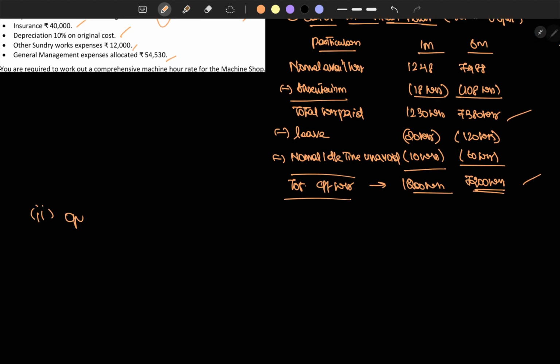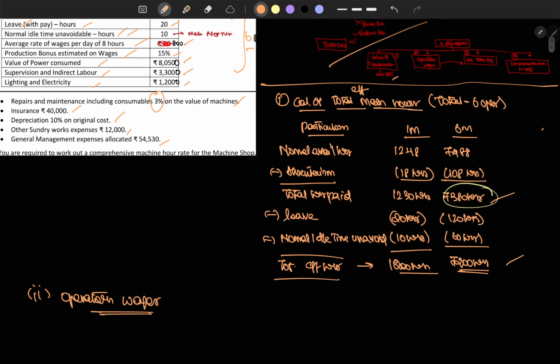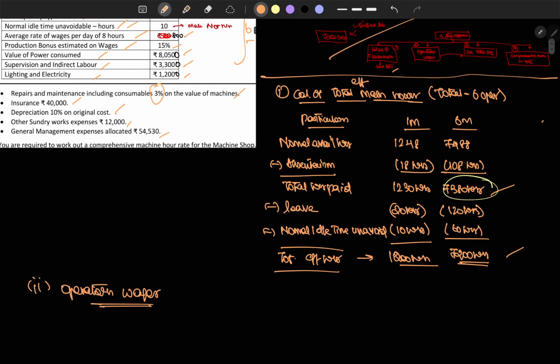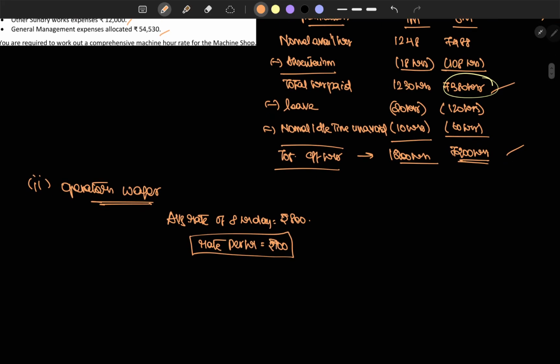So what could be the operator wages? For operator wages we need to pick up this value. It's the total hours paid, right? Okay, in the question they have given us average rate of 8 hours day is 800 rupees, 800 per day. Per hour rupees 100, which is rate per hour is rupees 100, right?